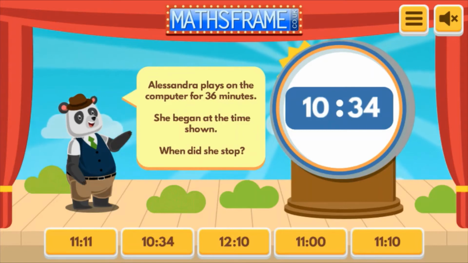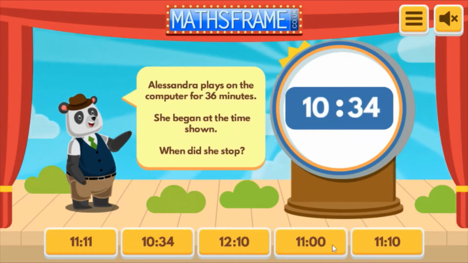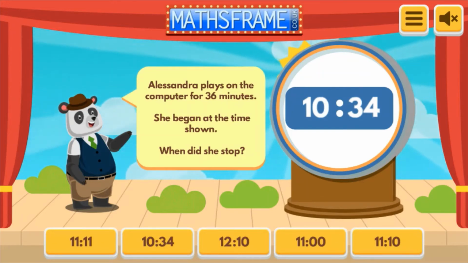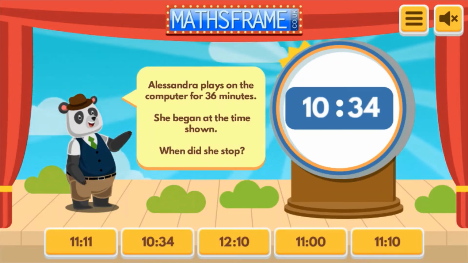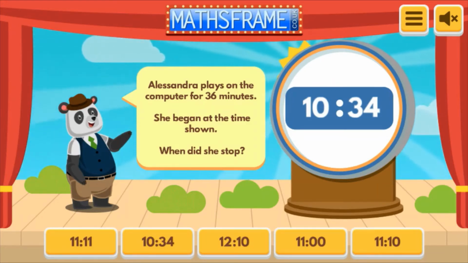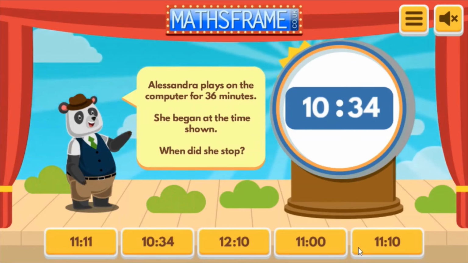10:30, add 30 minutes would make it up to 11, but we've got the 6 minutes because it's actually 36 minutes, and we've got the 4 minutes that are already on the big clock. So another 4 and another 6 minutes together. So we're on 11. We need to add on 6 and 4. That brings us to 11:10 because that gives us another 10 minutes.